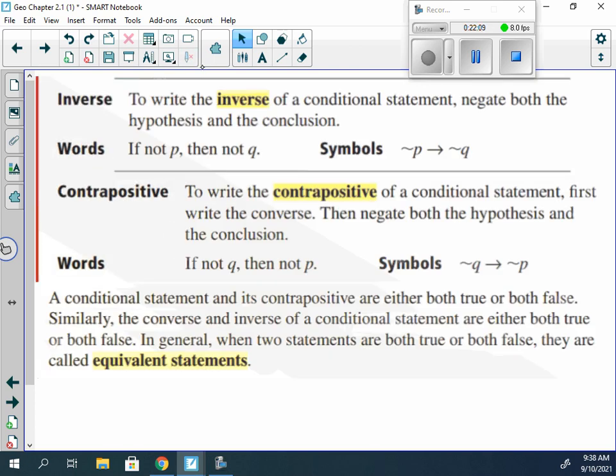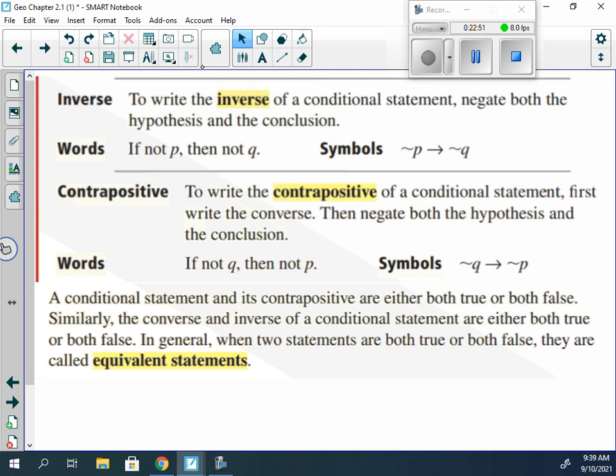Because we have two more. We have the inverse and the contrapositive. Now, you can write all this down if you want. This is also all in your book. Because these here, I just take them straight from the book. So let's look at the inverse. To write the inverse of a conditional statement, negate the hypothesis and conclusion. So really, we have our conditional statement. The converse is flipped. The inverse is the negation of the original statement. And the contrapositive is what? We negate.